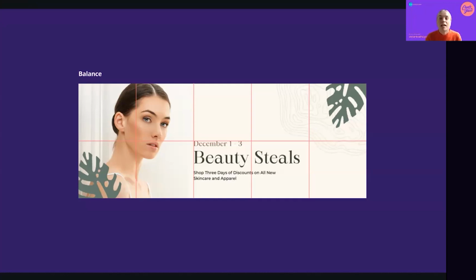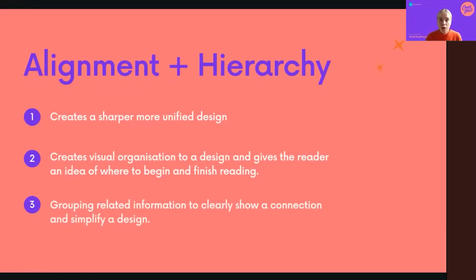Asymmetrical balance can be a little harder to achieve, and it's considered to be a little bit more dynamic. In this example, you can see asymmetrical balance. This has been achieved by using graphic elements, imagery, and the use of text and negative space. So let's take a deeper look at how these principles can be used to improve any design.